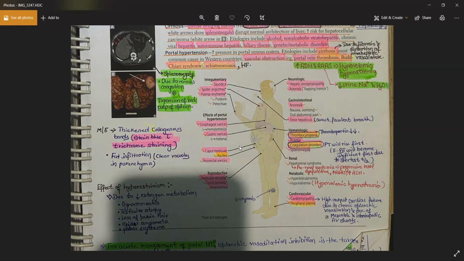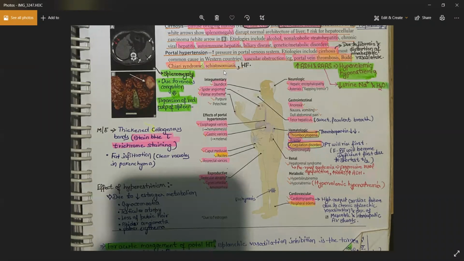So the first thing would be the loss of metabolism of different substances. The first one is the estrogen. Estrogen will be metabolized by the liver. If the liver is not working, then the estrogen levels will become very high, right? Because of that, the patient can have a gynecomastia, right? The patient can have a testicular atrophy, right? The patient can also have the amenorrhea because of that, right?